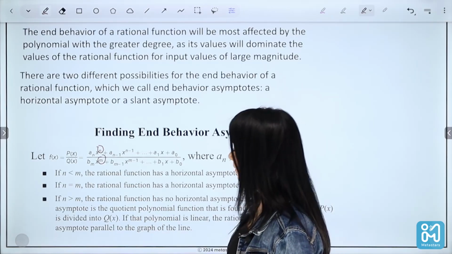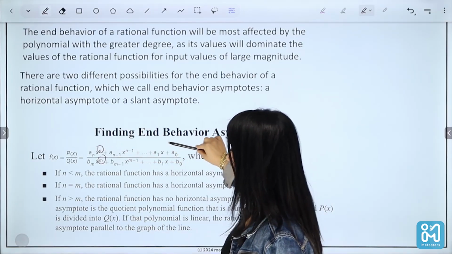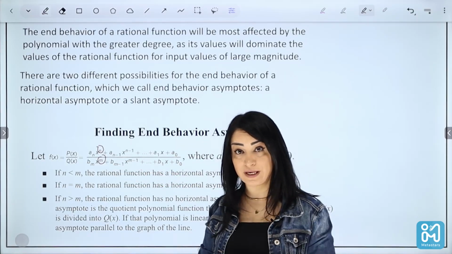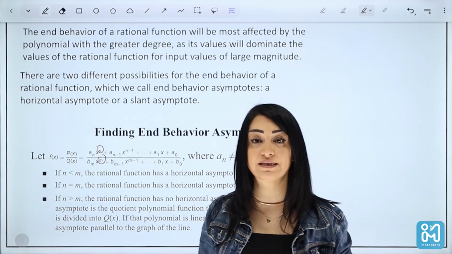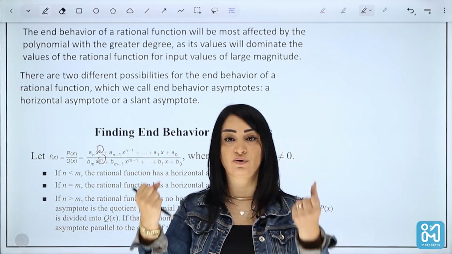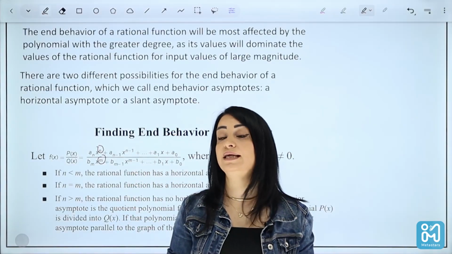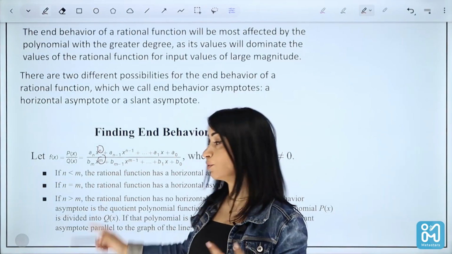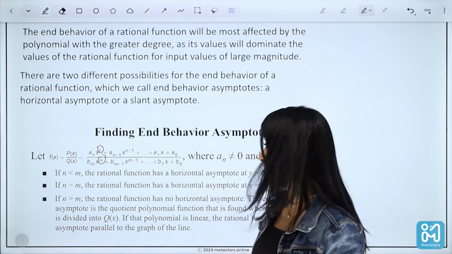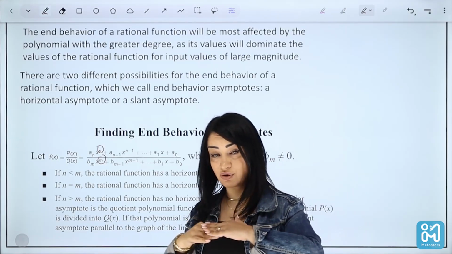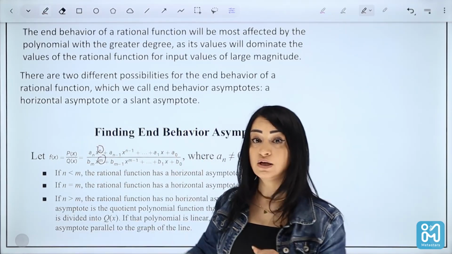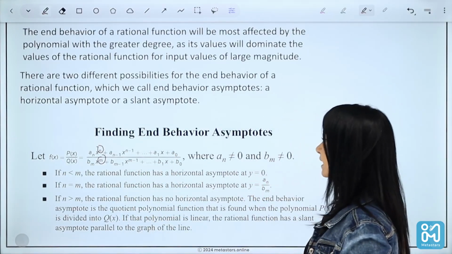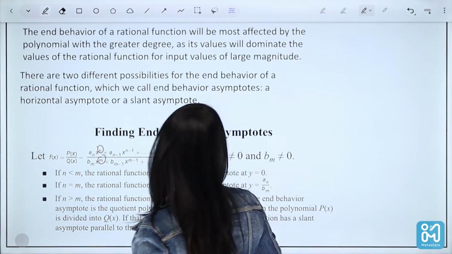Case number one: if the degree of the numerator is less than the degree of the denominator, the horizontal asymptote will be y equals 0. So if n is less than m, or m is greater than n, meaning the degree of the denominator, the degree down, is greater than the degree up, then we take the horizontal asymptote to be y equals 0. So let's take an example for that.